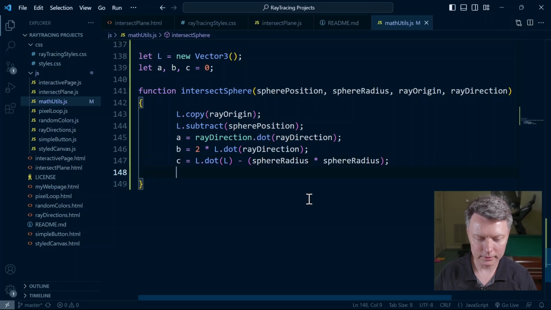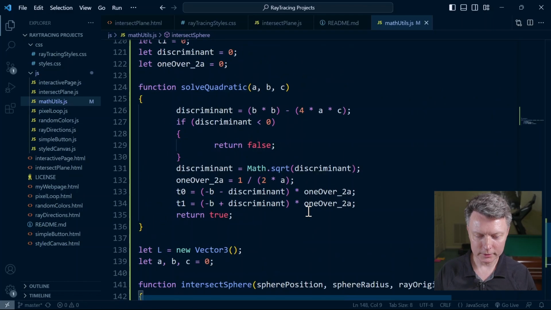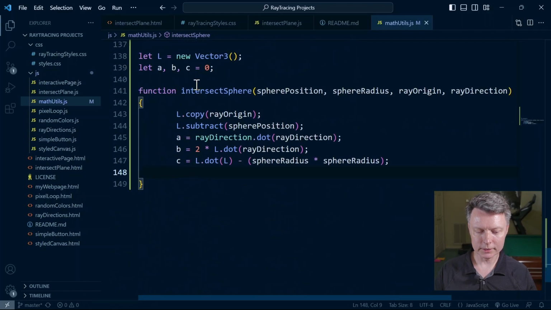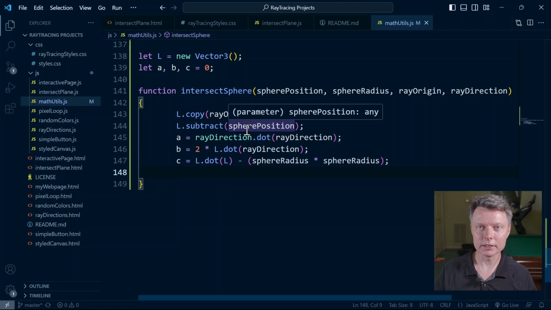So go on the next line. Now remember, when we call this solveQuadratic function, it's going to return either false or true. And so when we call this function inside this intersectSphere function, we should check if it's true or false first. And that way, if it's false, we can exit early out of this function as well and be done with everything. So let's check if it's false first, and then we can exit early. And then if it's true, it'll just go on and keep doing this function here, this intersectSphere function.